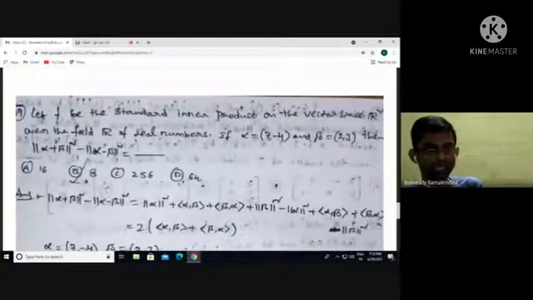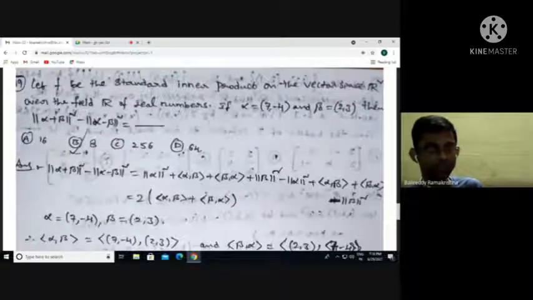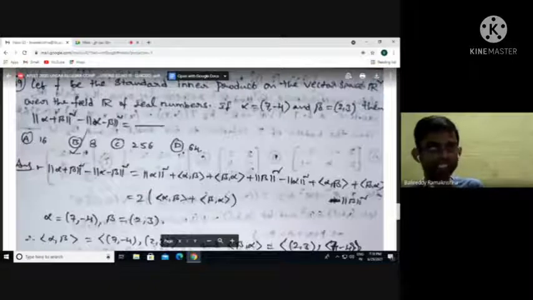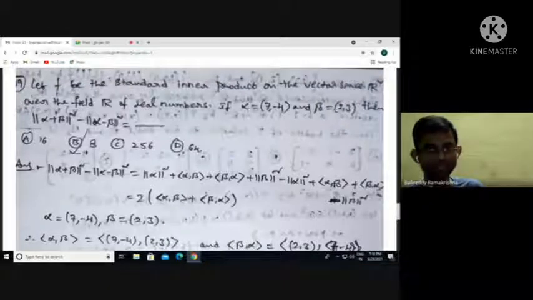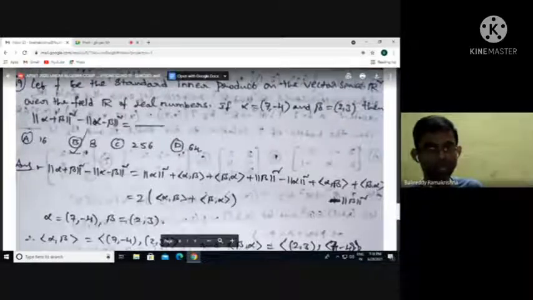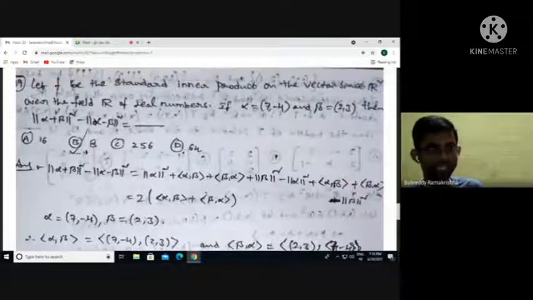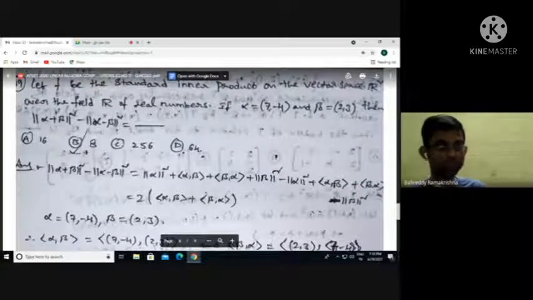So next we have another question from inner product space, question number 19. Let f be a standard inner product space on the vector space R square over the field R of real numbers. If alpha is equal to (7, minus 4), beta is equal to (2, 3), then norm of alpha plus beta square minus norm of alpha minus beta square is equal to dash. You have been given 4 options. We have to choose 1 correct option from these 4.